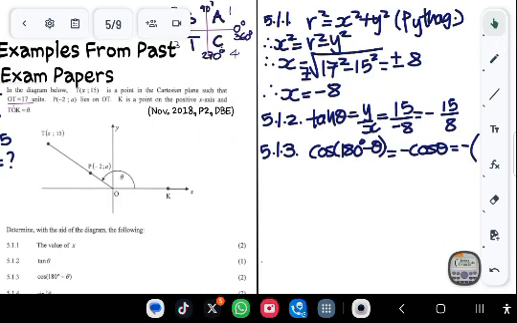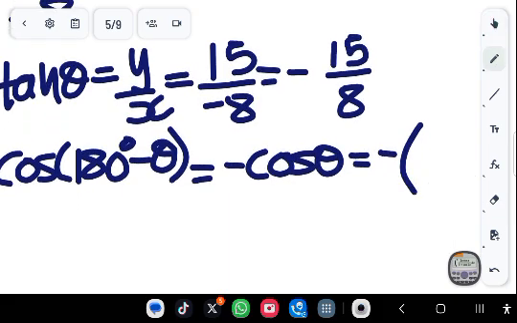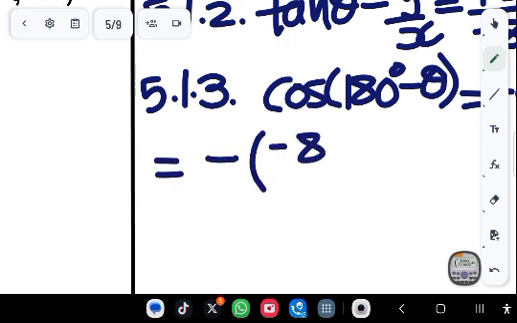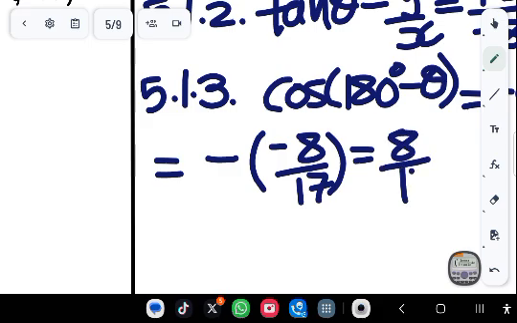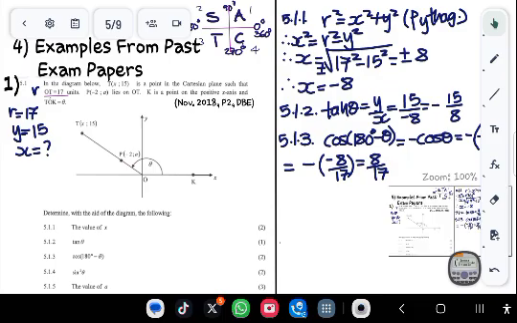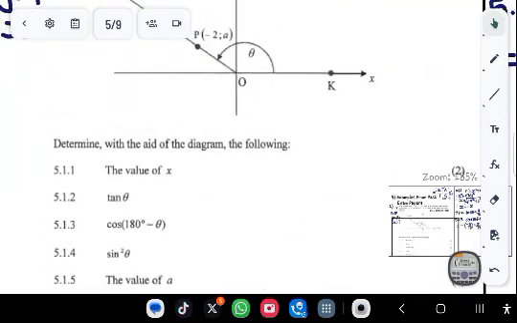So negative cos of theta, whatever our cos of theta is supposed to be. Remember, the trigonometric ratio for cos is x over r, so that will be negative x over r, and that is equal to negative, and then x is minus 8 over r is 17. And that is equal to positive 8 over 17. And that's how we find the cos of 180 minus theta. Look at the marks, they're not that much, so that's why this is easy.